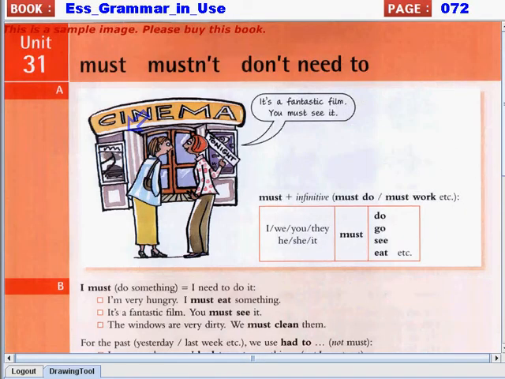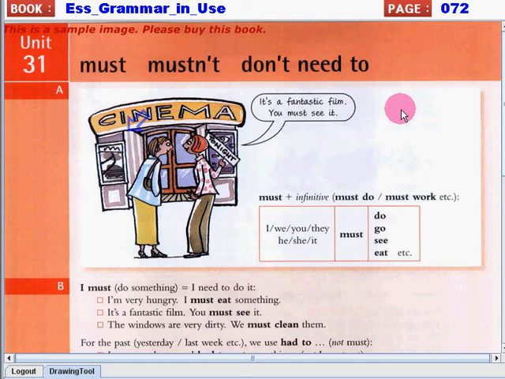Today we will discuss a new lesson and it's about the words must, must not, and don't need to. Again, must, must not, and don't need to. Now let's have an example.